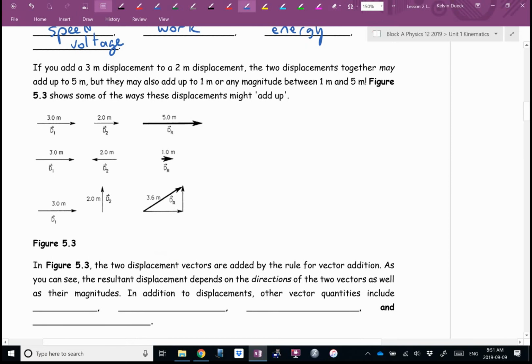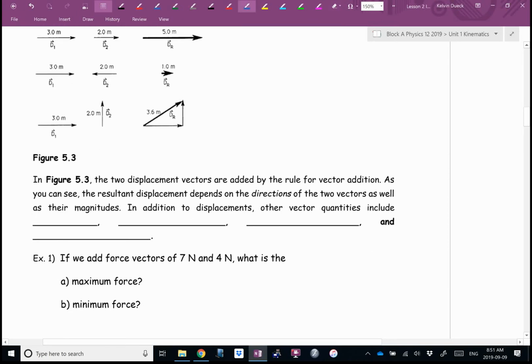These vectors are added by the rule for vector addition, and that's the theme of today's lesson. As you can see, the resultant displacement depends on the directions of the vectors as well as their magnitudes. Other vector quantities besides displacement.